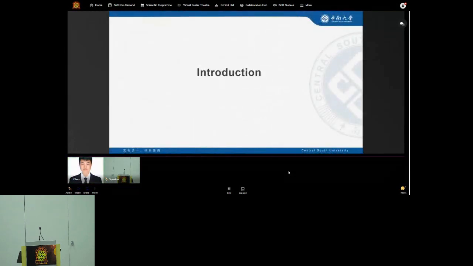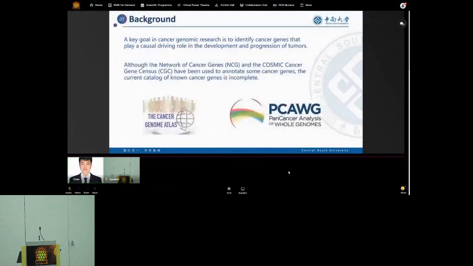First is the introduction of our study. In the last decade, large-scale cancer sequencing projects such as TCGA and PCAWG have published genomic and transcriptomic data from tens of thousands of tumor samples. This large-scale cancer sample data has largely contributed to the development of cancer genomic research. A key goal in cancer genomic research is to identify cancer genes that play a crucial driving role in the development and progression of tumors.